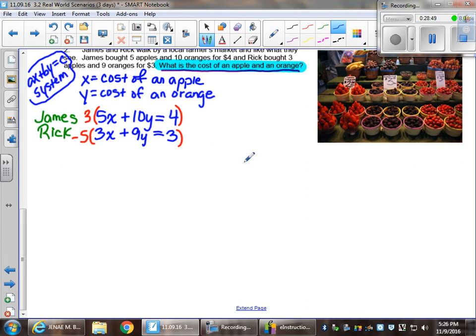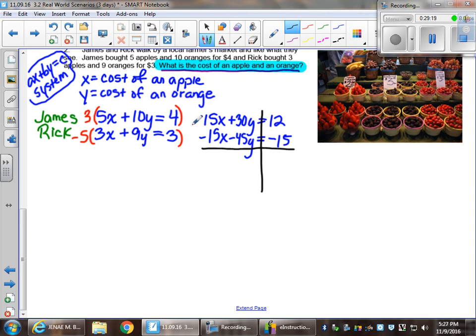Let's see what we get for a new system. Distributing in 3, this becomes 15x plus 30y equals 12. And my second equation becomes negative 15x minus 45y equals negative 15. Watch your signs and also make sure that you distribute to all pieces. Otherwise, it will not come out correctly.